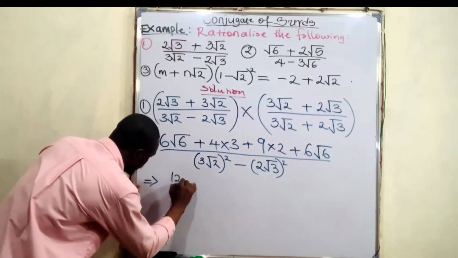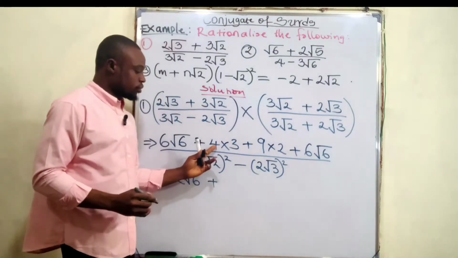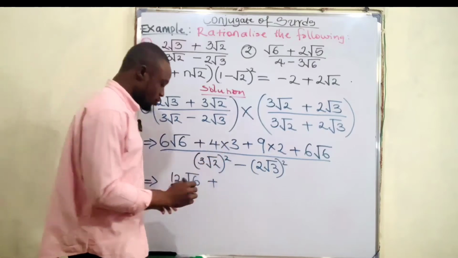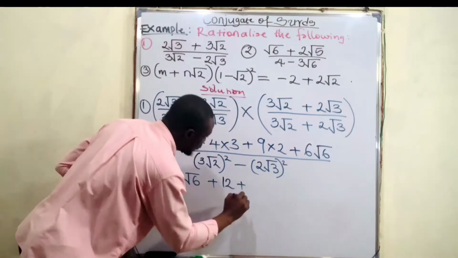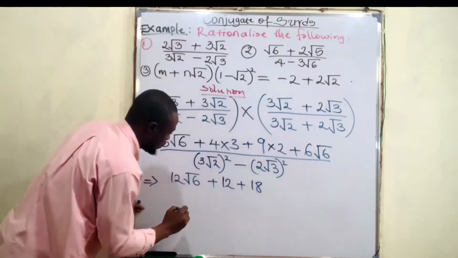So this is 12 root 6 plus. Now 4 times 3 is what? 12. Plus 9 times 2 is 18. So we have 18 here.